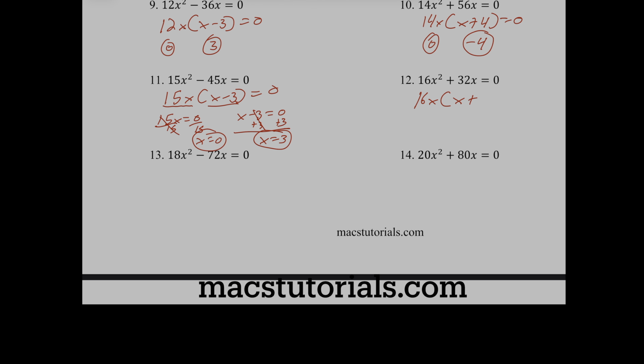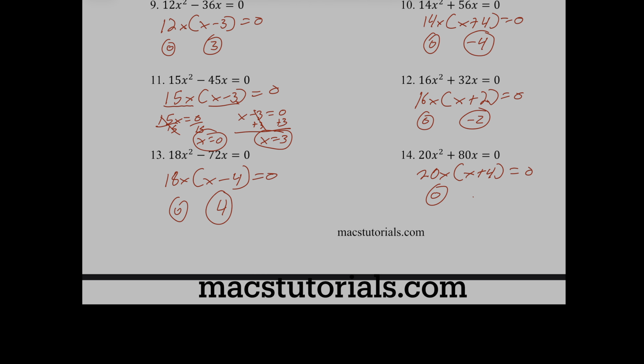Boom, and I'm going to get an x plus 2. And that's going to turn into a 0, and that's going to turn into a negative 2. And the last two here, I'm going to pull out an 18x, and I'm going to be left with an x minus 4. So my answer will be 0 and positive 4. And when I do this last one here, I'm going to pull out a 20x, and I'm going to be left with an x plus 4. And that's going to become a 0, and that's going to be a negative 4.